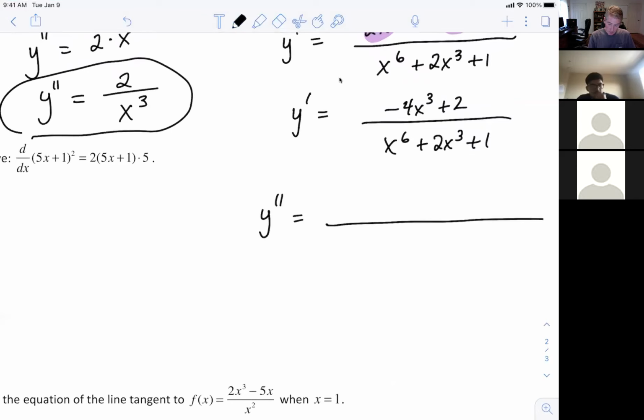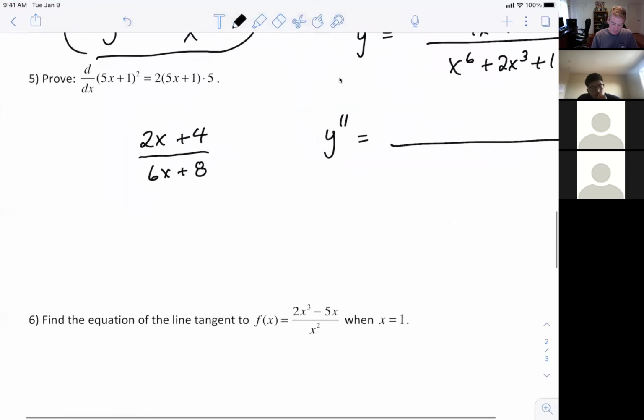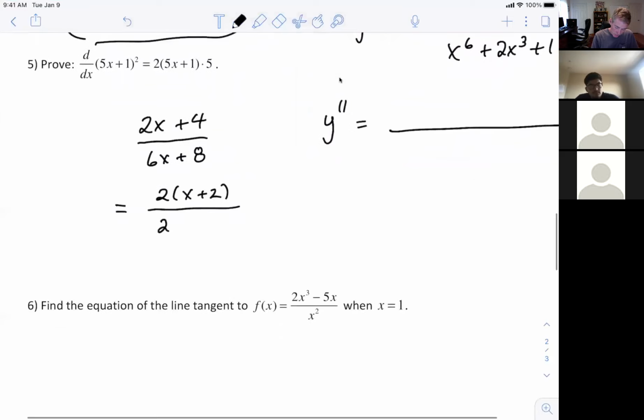So you start on the top. You couldn't cancel right there the x cubed. So you can only cancel when it's factored. So like if you had something like this, then in order to cancel, what I would need to do is factor on the top, factor out a 2. On the bottom, I could factor out a 2.